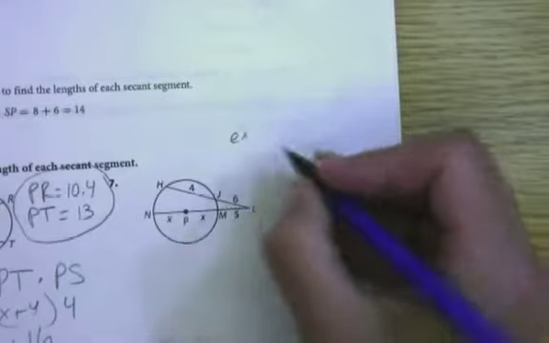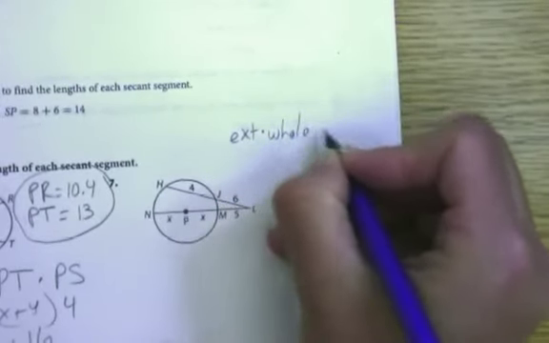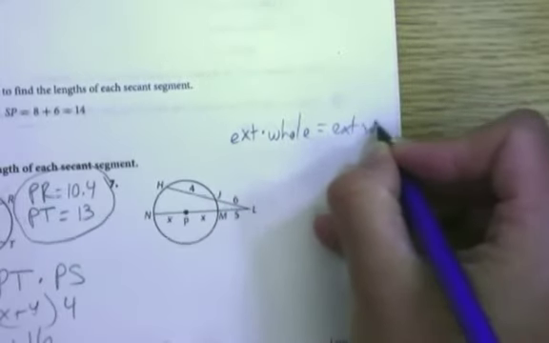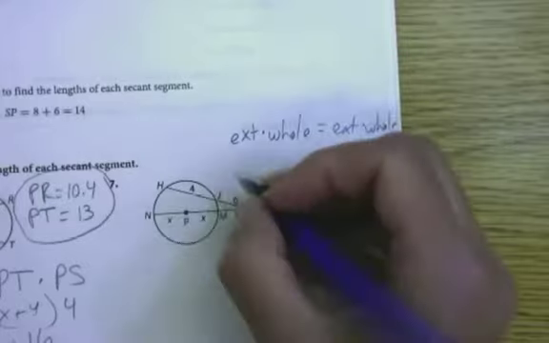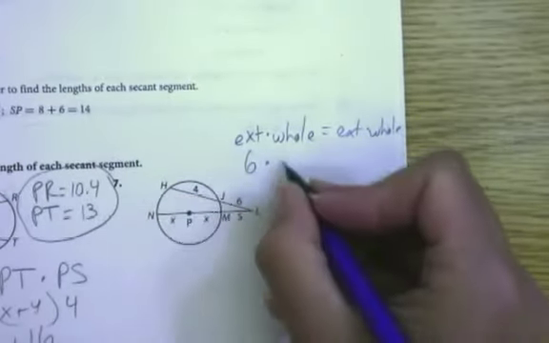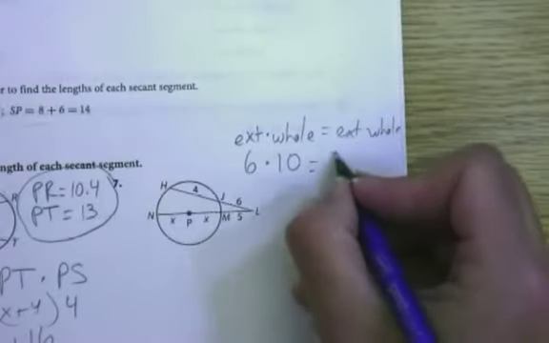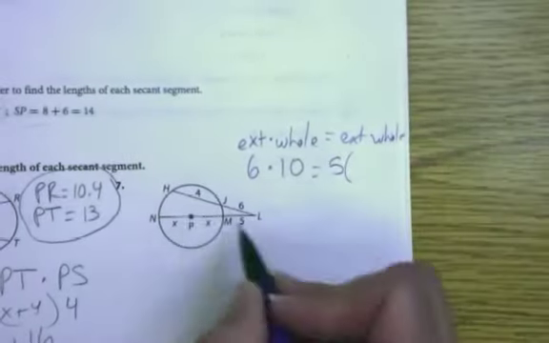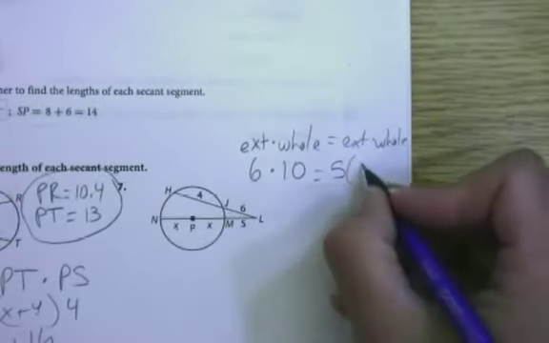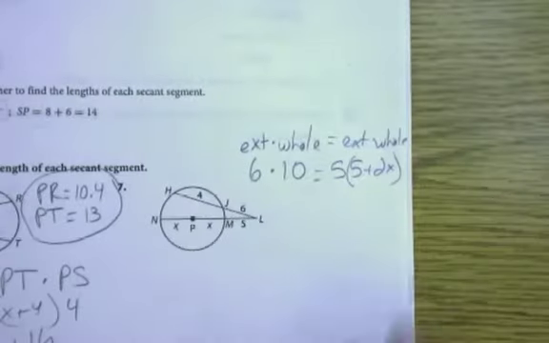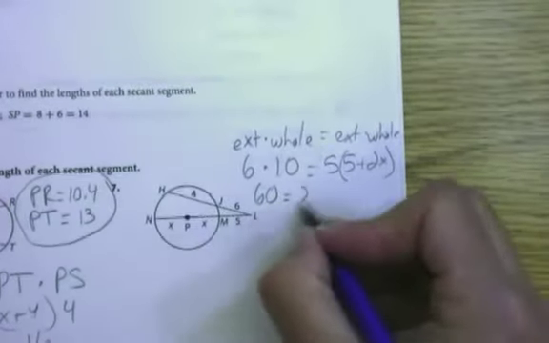Similar idea in number 7. Remember, my paraphrased version of this property is external times whole equals external times whole. So the external part of this secant segment is 6. The whole thing is 10. The external part of this secant is 5. And the whole secant segment is 5 plus x plus x. So that's 5 plus 2x.